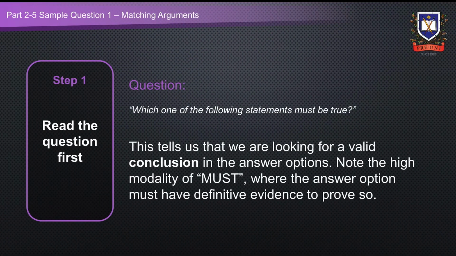The first step is to read the question and determine what it is asking. Since it is asking us which one of the following statements must be true, we are looking for an answer option that correctly fits the logic within the given arguments, presenting no contradictions and inconsistencies. Note the use of the word must, meaning that the conclusion of the answer options must have definitive evidence to prove so.